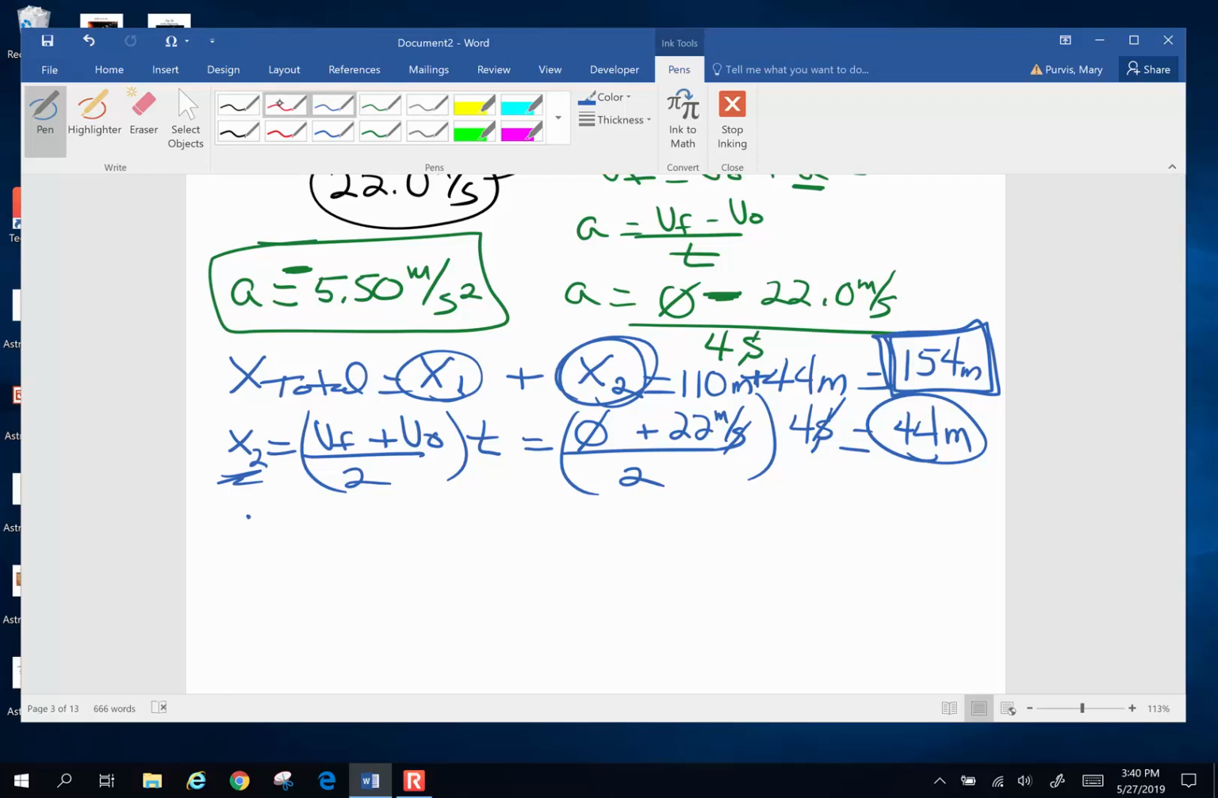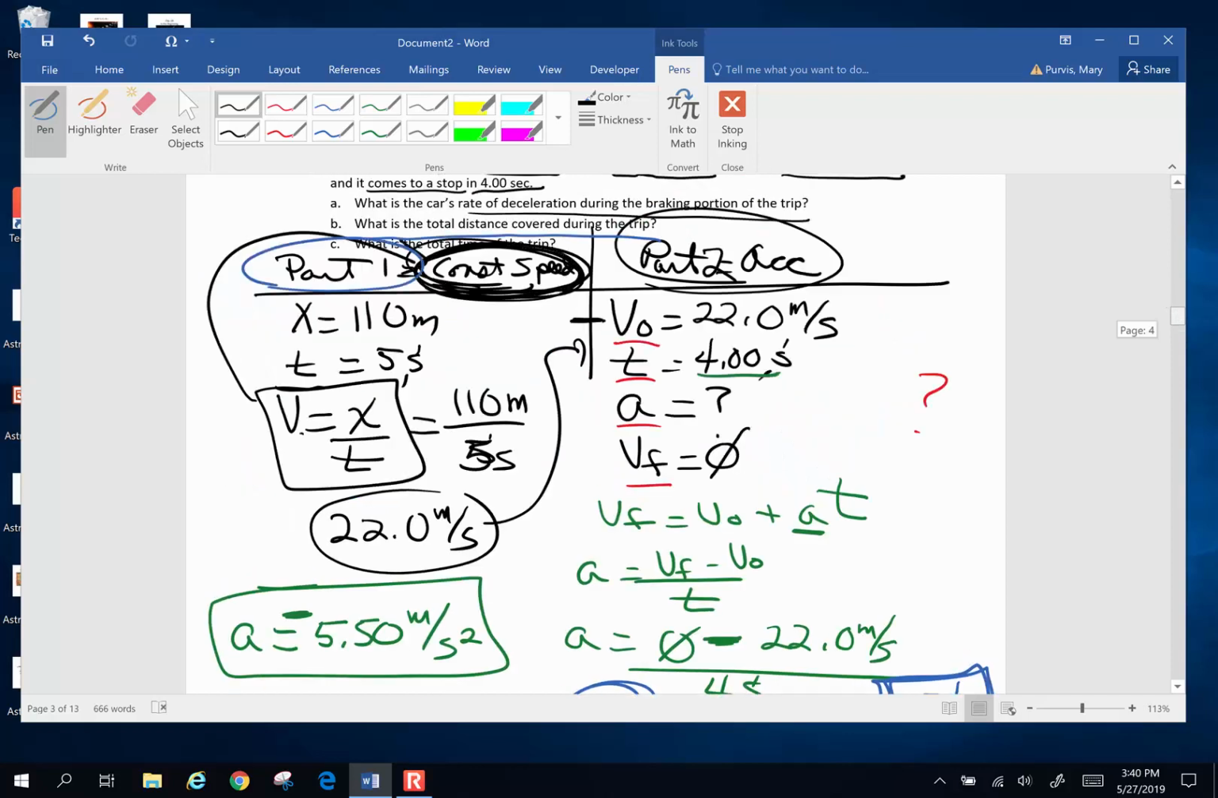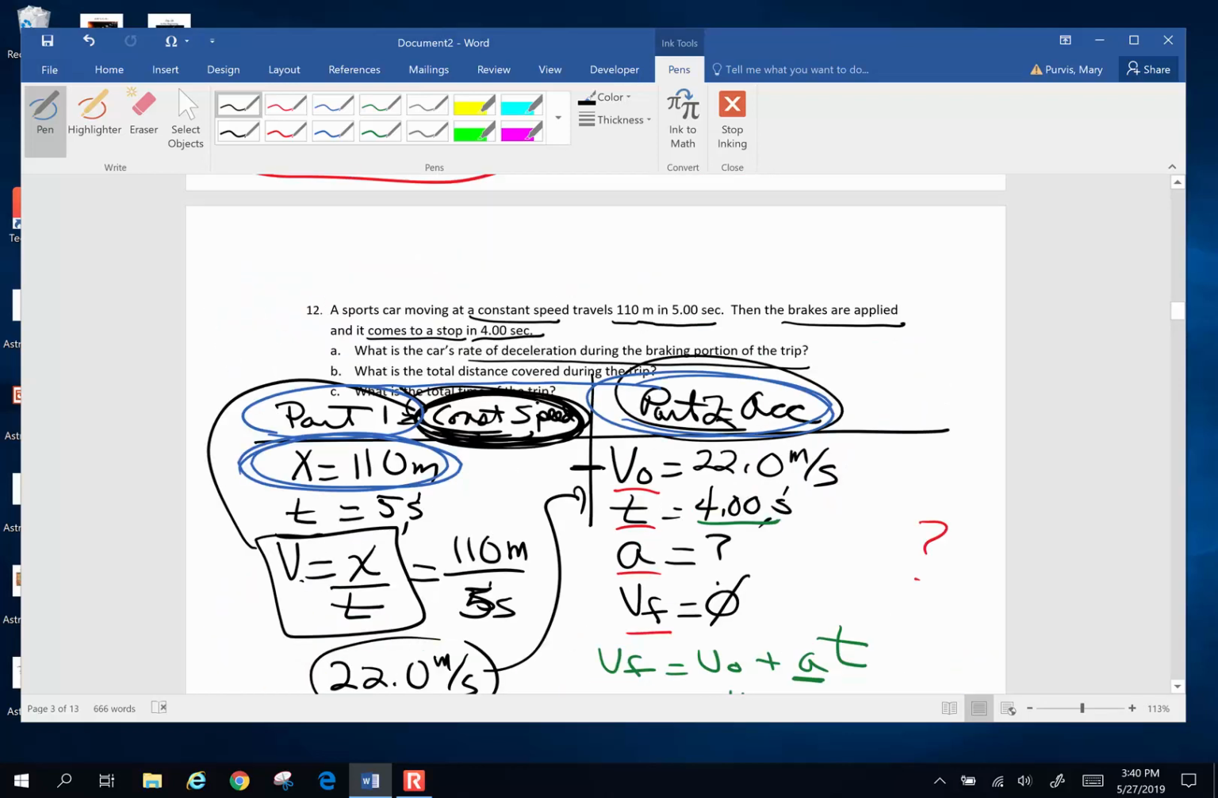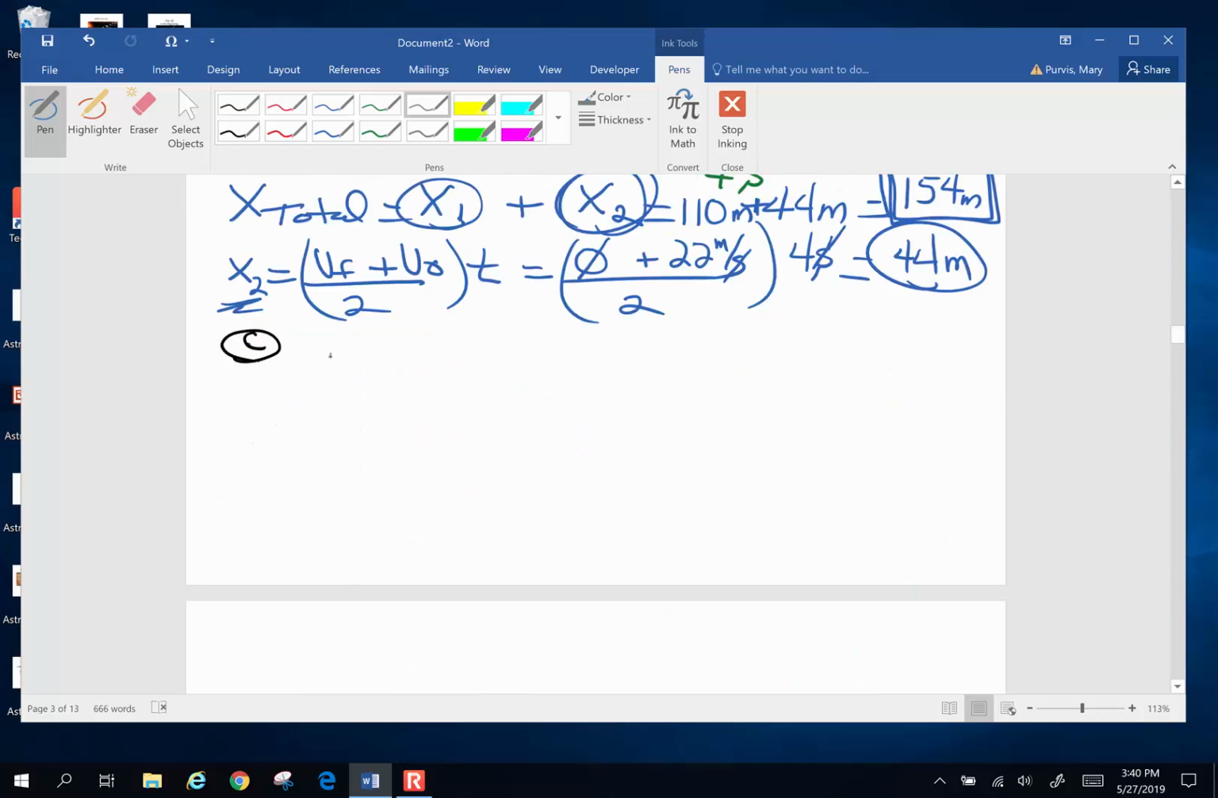Part C, let's change ink color and let's go look at part C. Part C asks this question. What is the total time for the trip? Well, this looks pretty easy, and I just want to erase, make sure I'm not missing something. What's the total time for the trip? Oh gosh, this is really easy because this portion of the trip took 4 seconds. This portion of the trip took 5 seconds. Part C is easy. Total time is 4 seconds plus 5 seconds. The total time is 9 seconds.